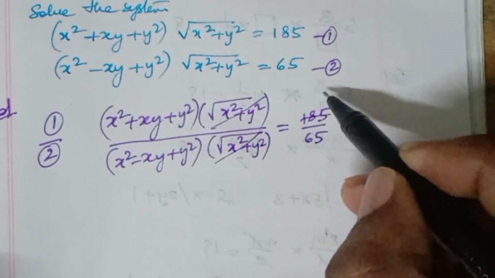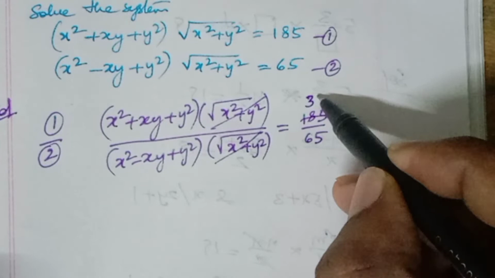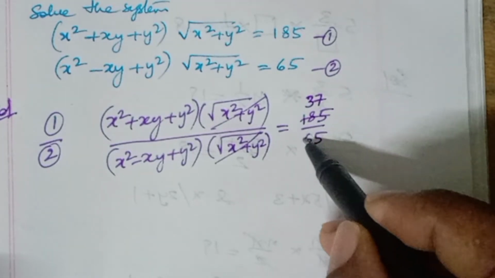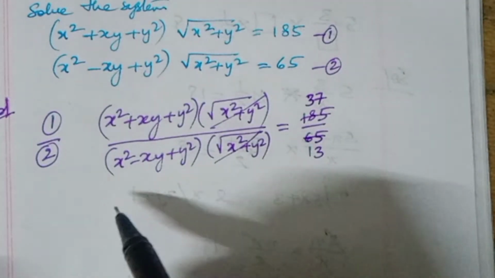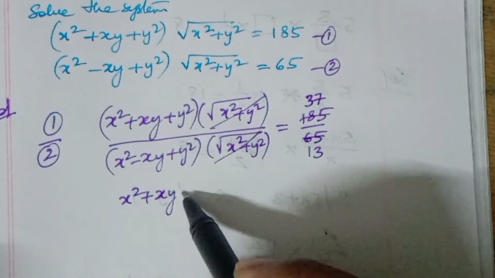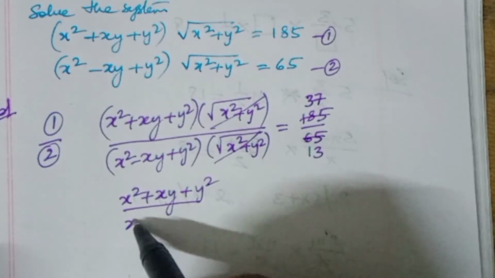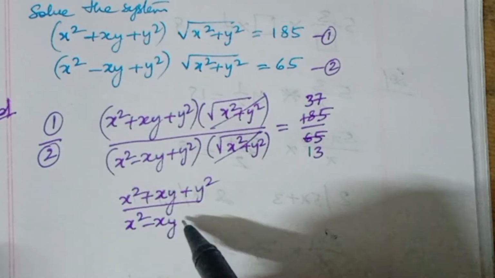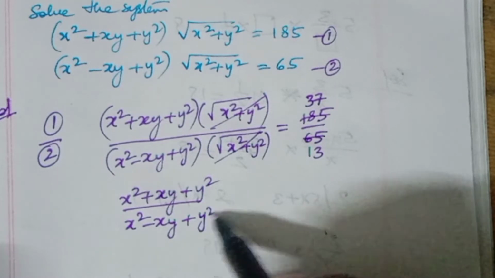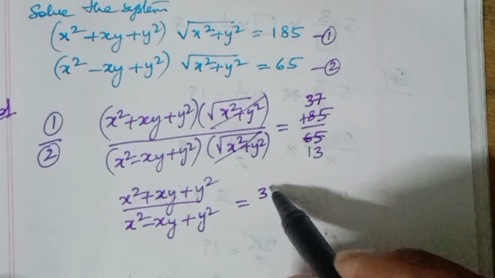So these two values will get cancelled. So here, 5 times 37, and 5 times 13. So what will you get here? (x² + xy + y²) by (x² − xy + y²) is equal to 37 by 13.